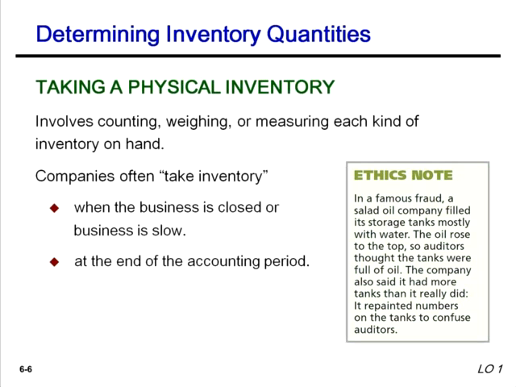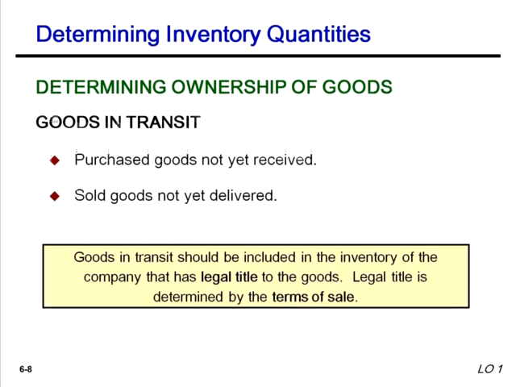All right. So, what does it mean to take physical inventory? First of all, it requires counting, weighing, or measuring each type of inventory on hand. And depending on the type, will determine whether or not we count, weigh, or measure. Companies often take inventory when the business is closed or is slow. And in most cases, the business has to be closed in order to take that inventory, and it's typically done at the end of an accounting period.